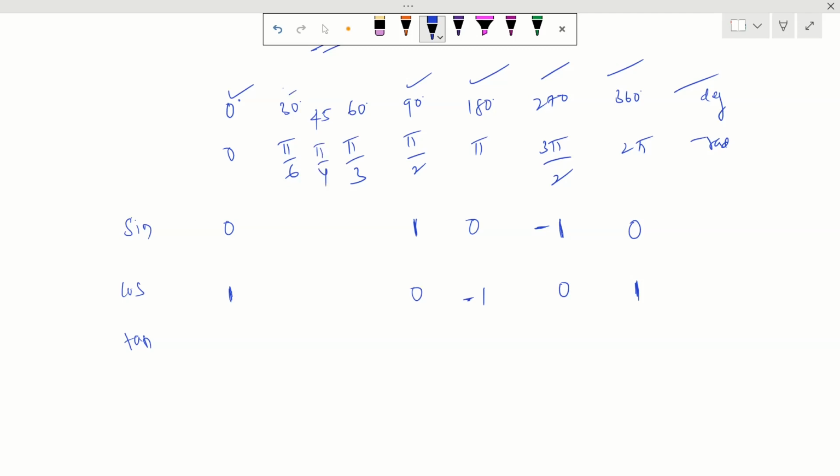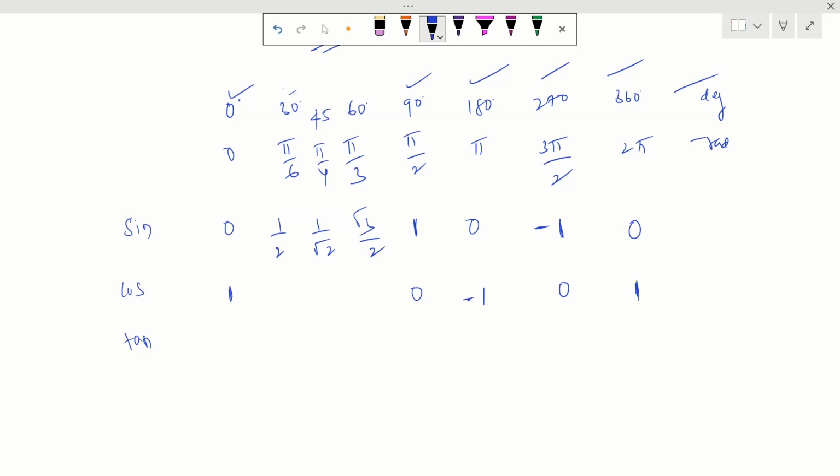What about 30, 45, 60? These values we don't know. These are the mathematical constants, the mathematically derived values, so you just have to remember them. Sine 30 is 1 by 2. Sine 45 is 1 by root 2. Sine 60 is root 3 by 2. These mathematical constants have been derived by experiments or theoretical analytical solutions.